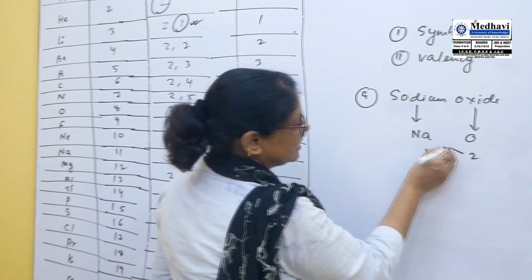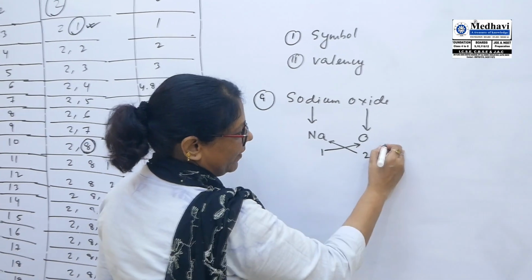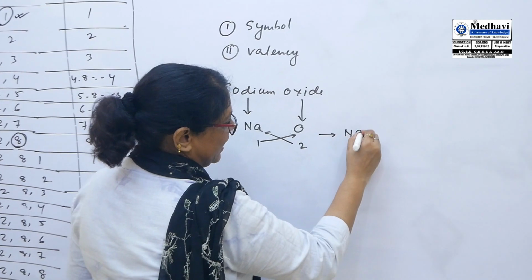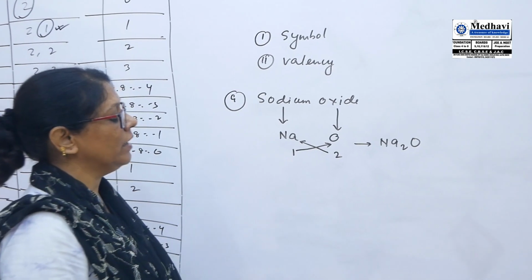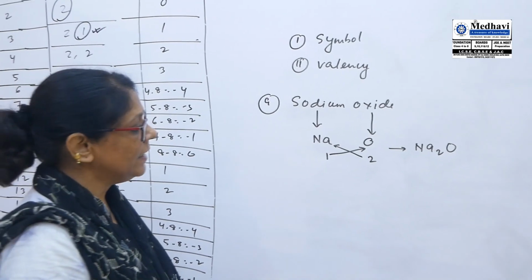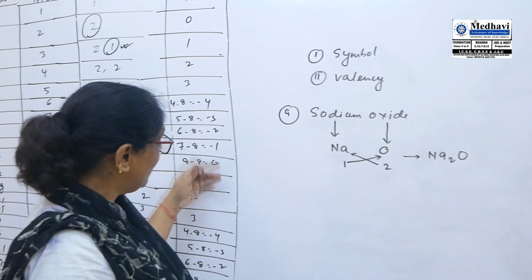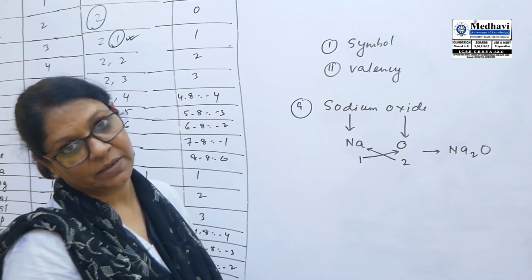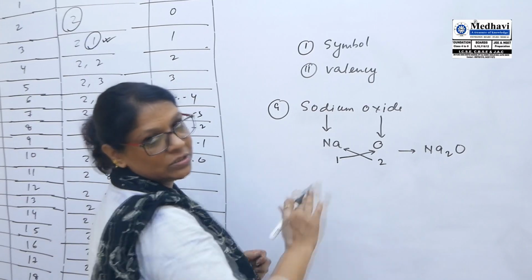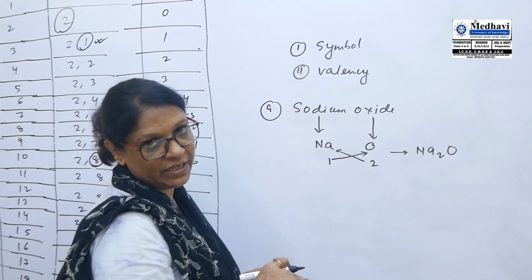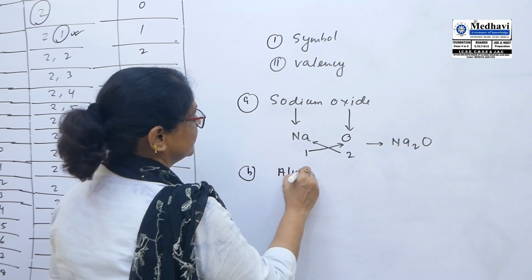Now we will exchange this valency. That's why it is called crisscross. To make the formula, it will be Na2O. One thing I want to remind you, or explain, is that whenever we are going to make a formula, the negative or positive sign of valency is not important. You just keep the numbers. 1, 2, minus 2 is not important, plus 1, minus 3, this is not important. Second, suppose aluminum chloride.